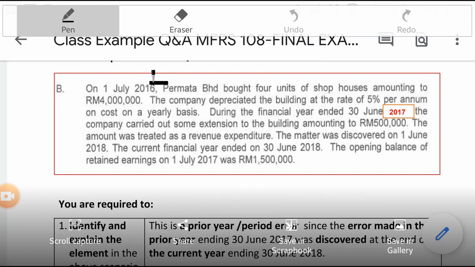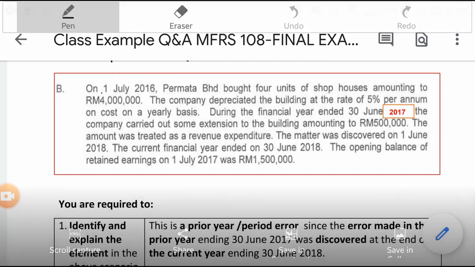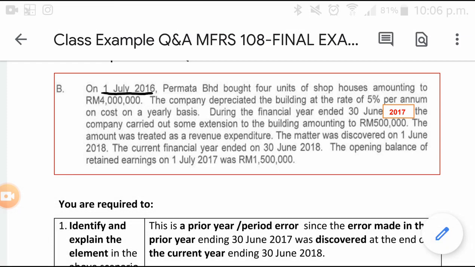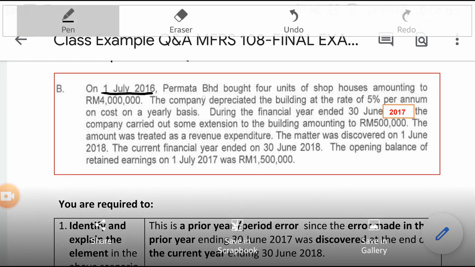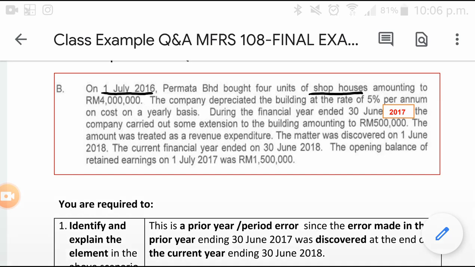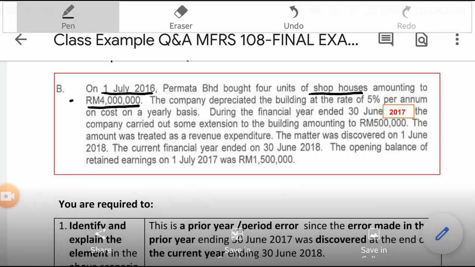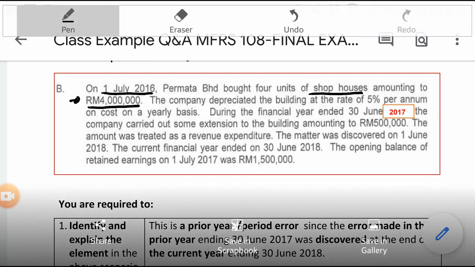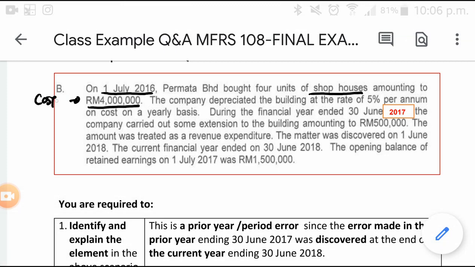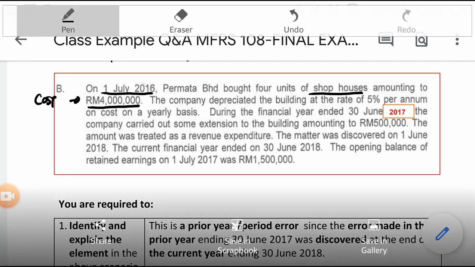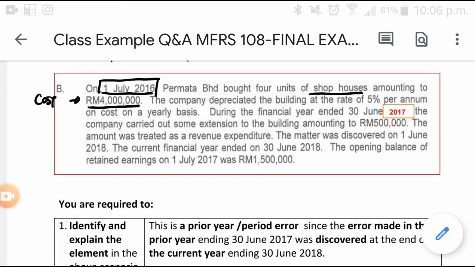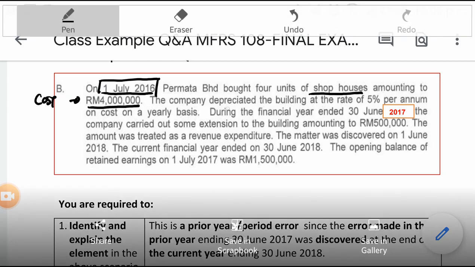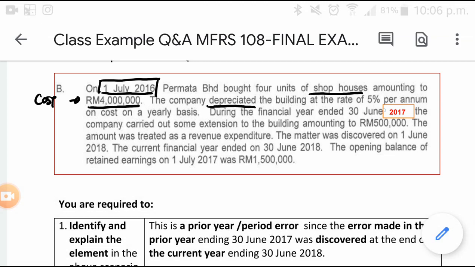Let's start. This is what you have. You have the information on 1st of July 2018. A company, Permata Berhad, bought 4 units of shop houses, and that amounts to 4 million. So meaning that this 4 million is your initial cost, or your cost as at 1st of July, cost on this date. The company depreciated the building, nothing wrong with it, 5% per annum.